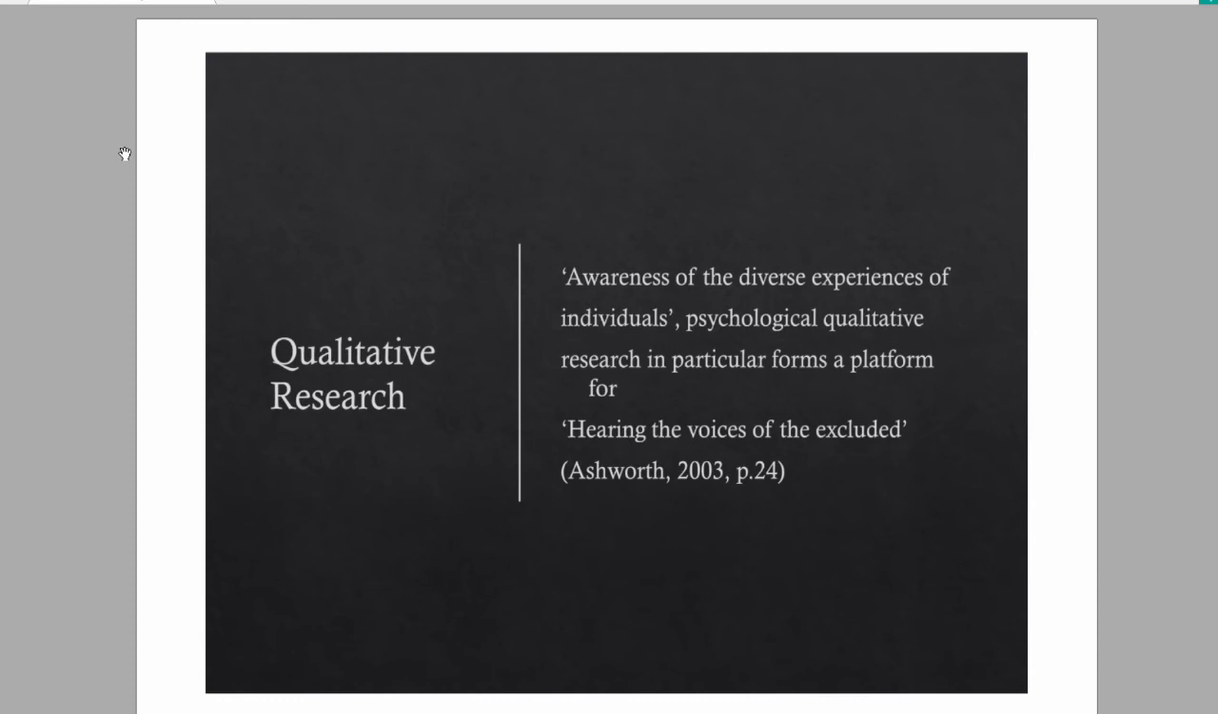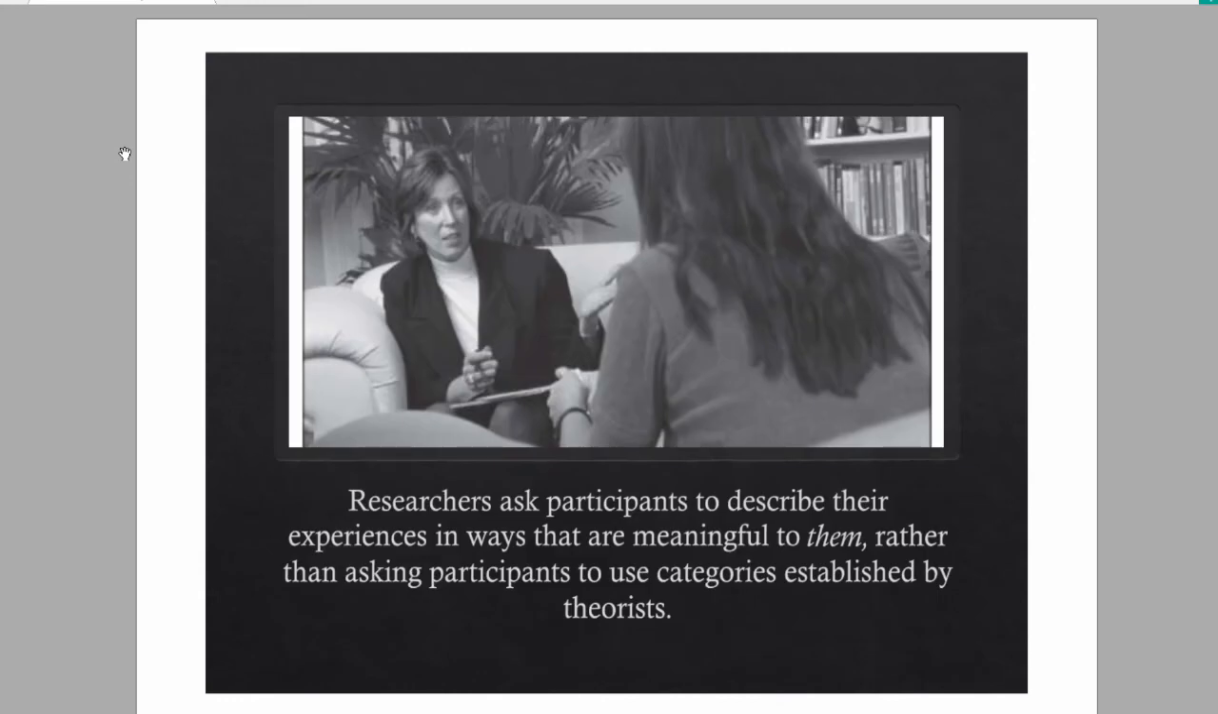Qualitative research is the awareness of the diverse experience of individuals, and psychological qualitative research in particular forms a platform for exactly this, hearing the voices of the excluded. In this kind of work, researchers ask participants to describe their experiences in ways that are meaningful to them, rather than asking participants to categorize themselves or use categories established by theories.